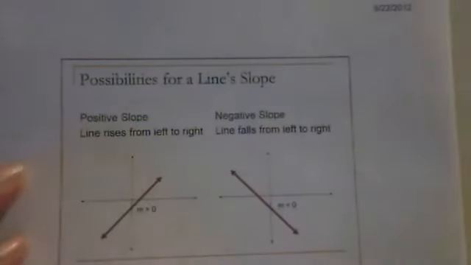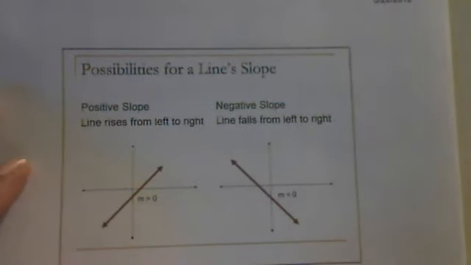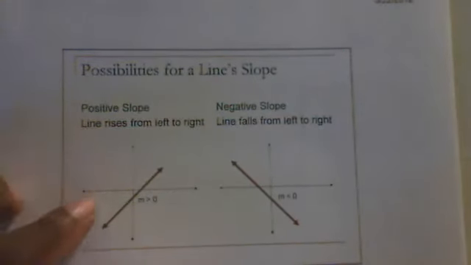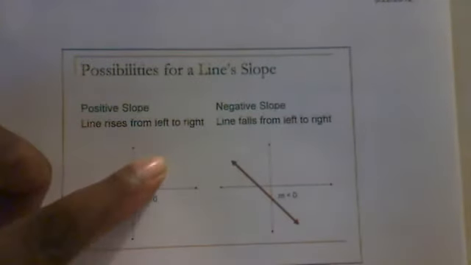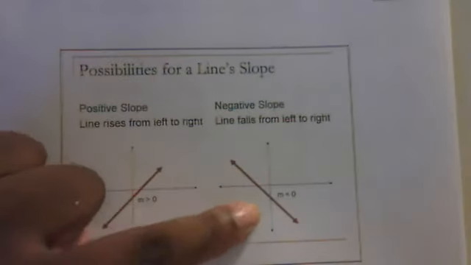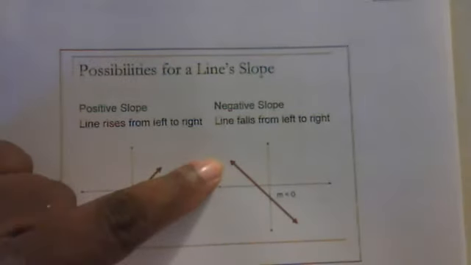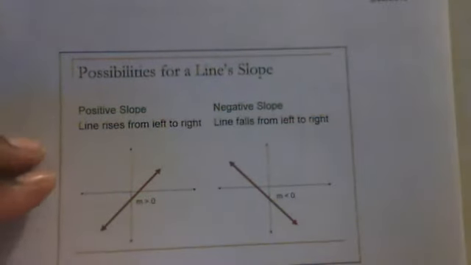Now let's look at the four possibilities for a line's slope. There are four possibilities, and we see two of them right here. One of them is a positive slope, where the line rises from left to right. A negative slope means that the line will be falling from left to right. That means that your slope is negative.